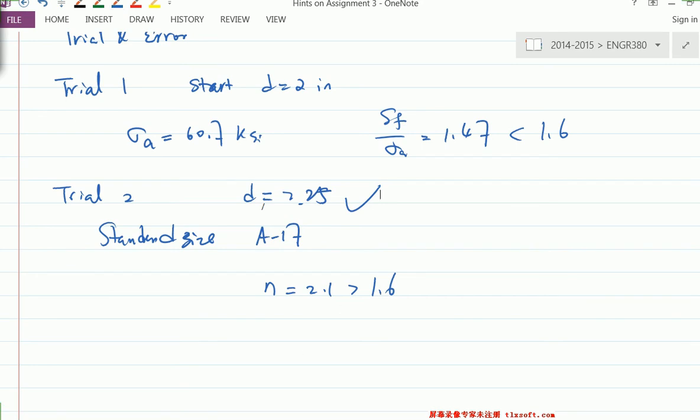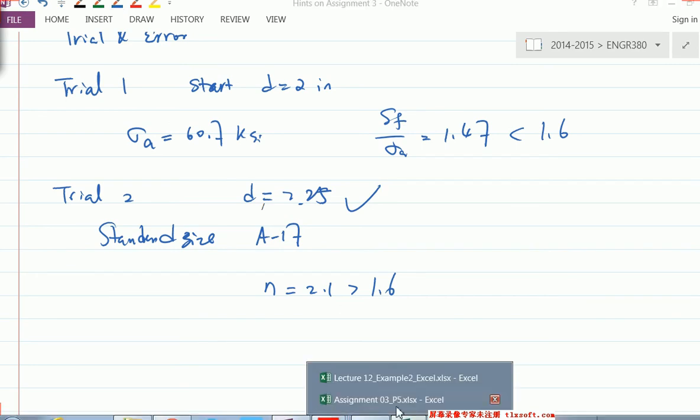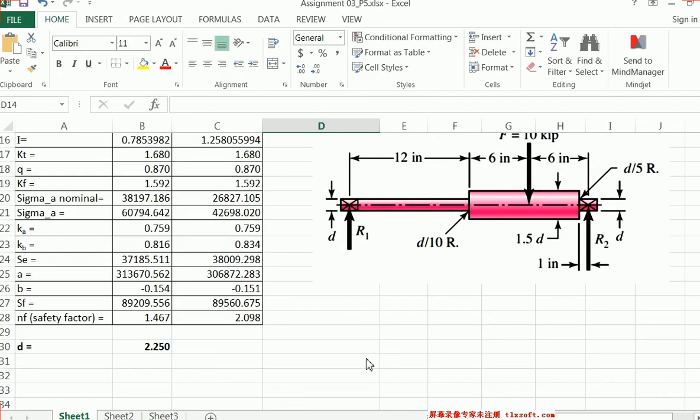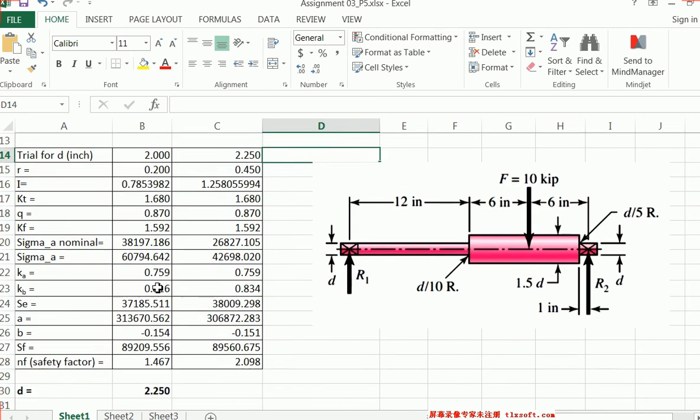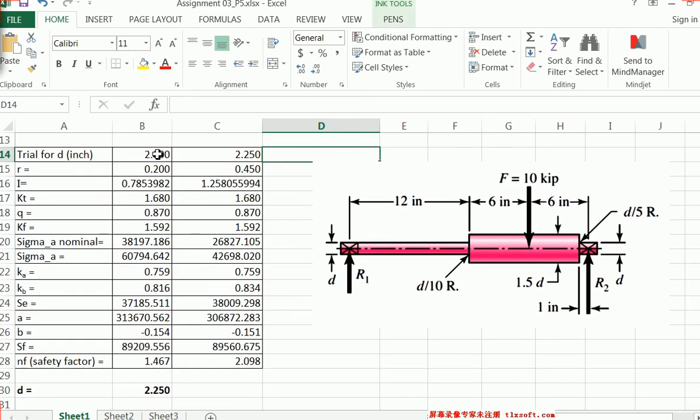I did ask you to use Excel for this question to facilitate the calculation. This is what you're going to see in Excel. I probably deleted a couple of the formulas or cell values, and you have to fill in the blanks there. In essence, you get different trials here, do the calculation, and get the safety factor. Other than that, each cell is pretty straightforward, right?